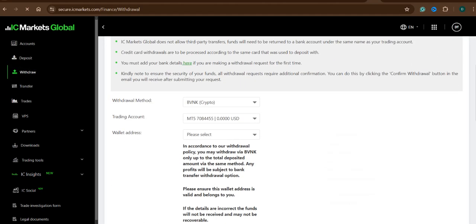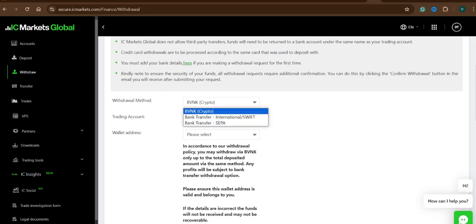Even in crypto, it limits me to the extent that I deposited. Suppose I deposited 200 USD and I gain a profit of 600, but I can only withdraw the 200 that I deposited. And there are just two options, that is bank transfer only.